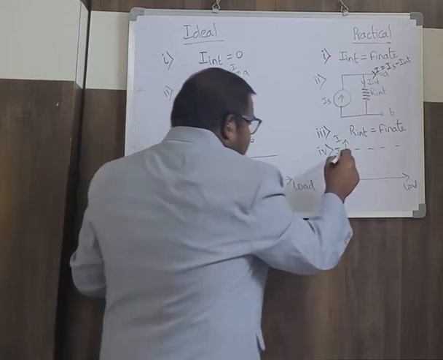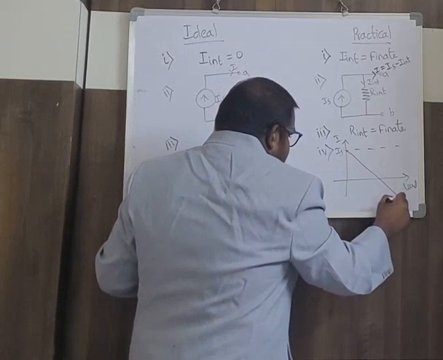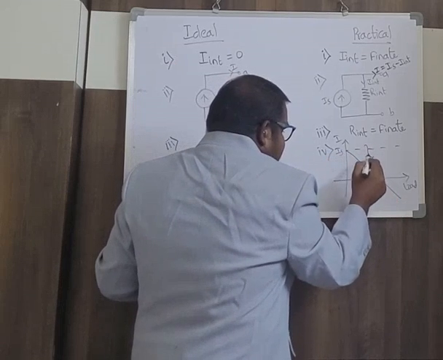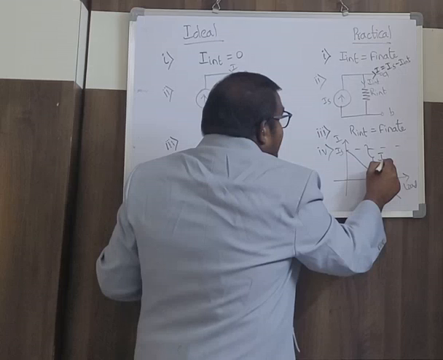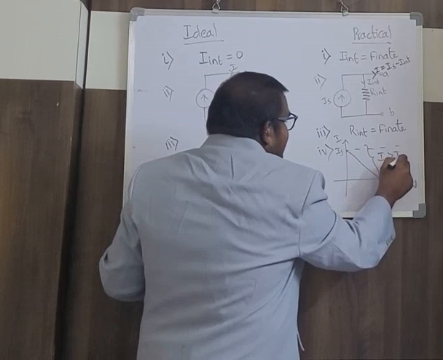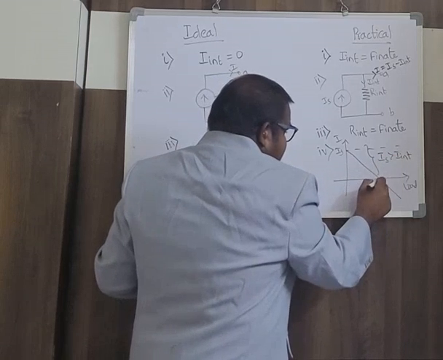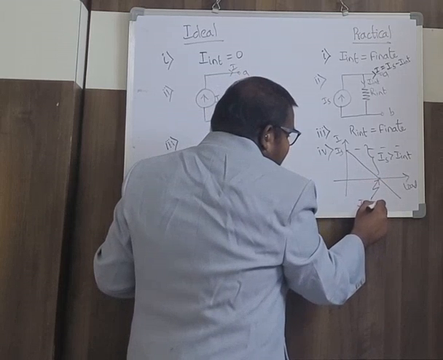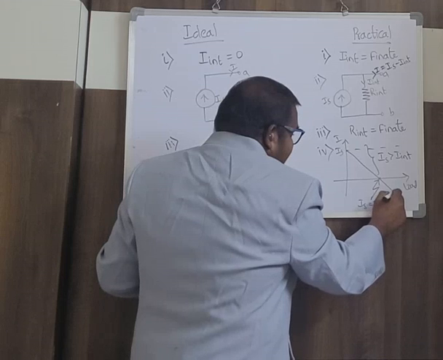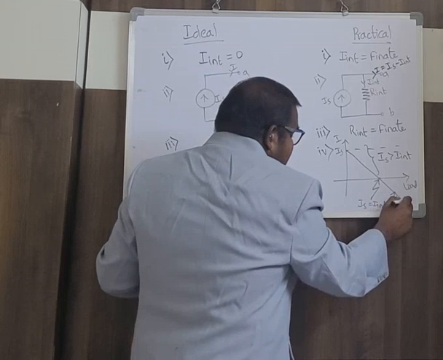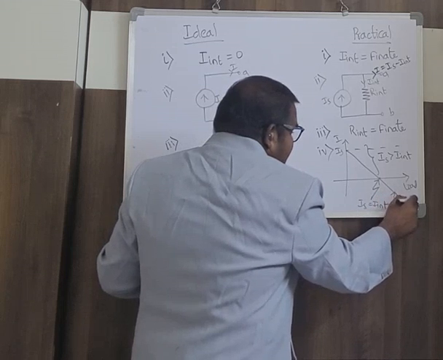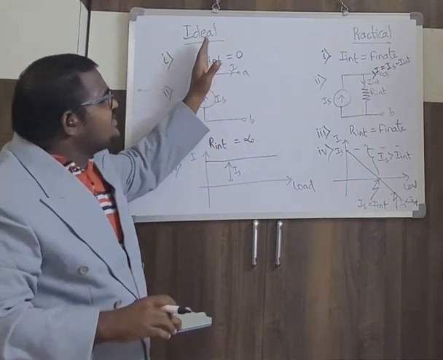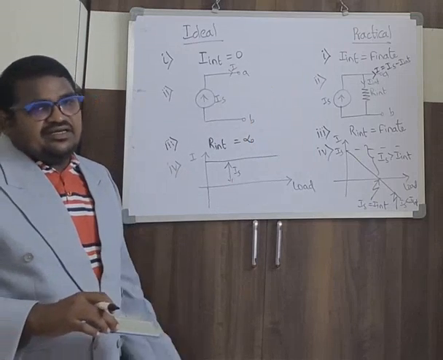So this will be like this. Before this point, IS is greater than I internal. At this point, IS is equal to I internal. And at this point, IS is less than I internal. Yes, this is about the ideal current source and the practical current source.